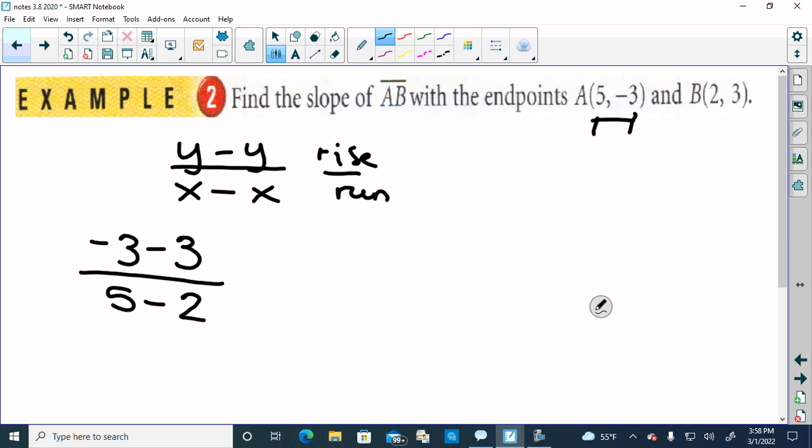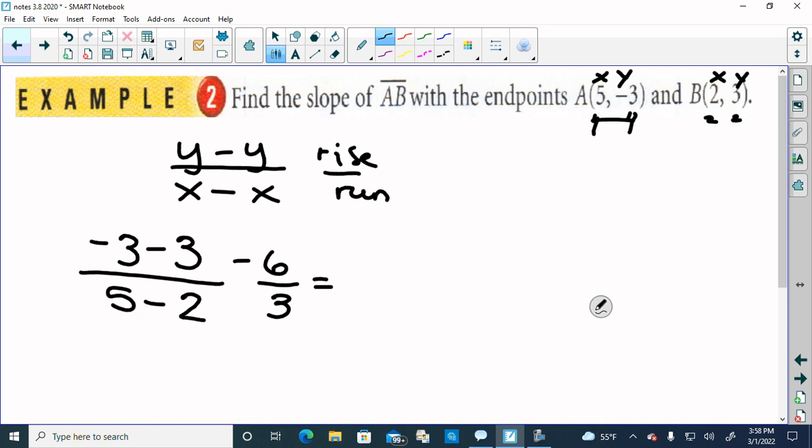So if you're like, I don't remember which one's which, it's alphabetical. So x, y, x, y: this would be your first x and your first y, this would be your second x and your second y. Just if you needed to do that, you don't have to. So we're going to simplify it. So a negative 3 minus a 3 gives me a negative 6. 5 minus 2 gives me 3.